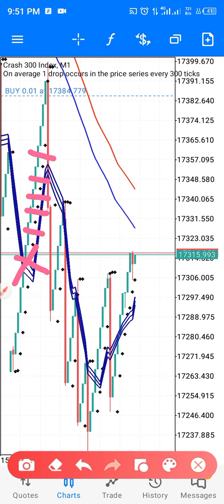The reason being that after this one, there might be a spike any moment from now. Why? Because the market is in downtrend.